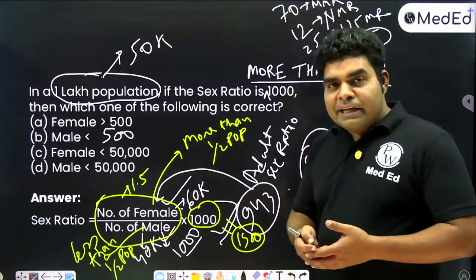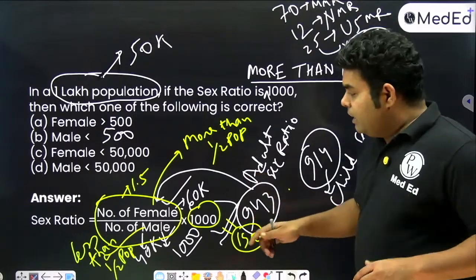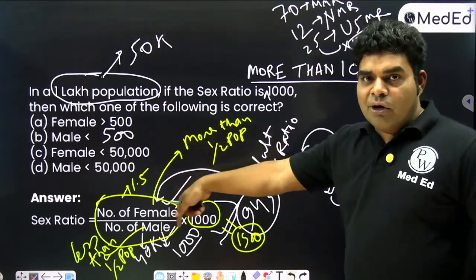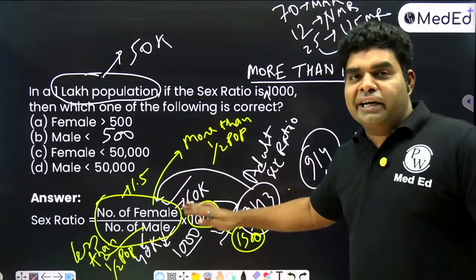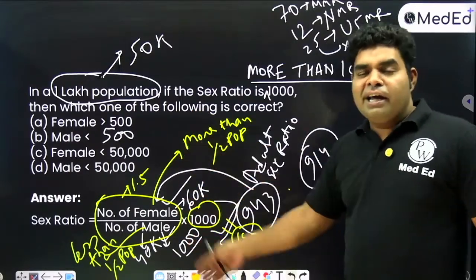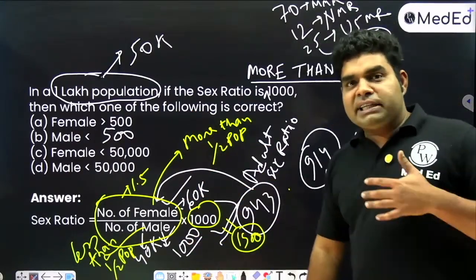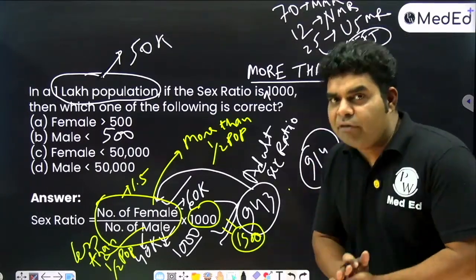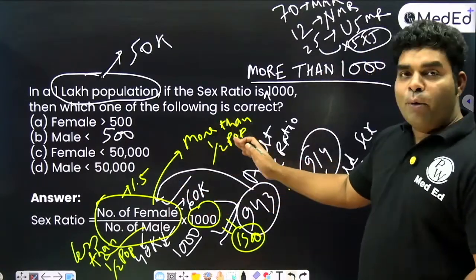तो 1000 से ज्यादा आने के लिए या तो फीमेल आधी जनता से ज्यादा होनी चाहिए, चुन लो कोई ऑप्शन में लिखा हो, या तो मेल आधी जनता से कम होना चाहिए, चुन लो किस ऑप्शन में लिखा है, और वही आंसर होगा. What I was saying in Hindi was that sex ratio will be more than 1000 only if female is more than half population, male is less than half.